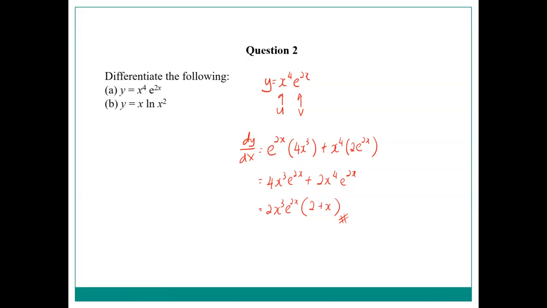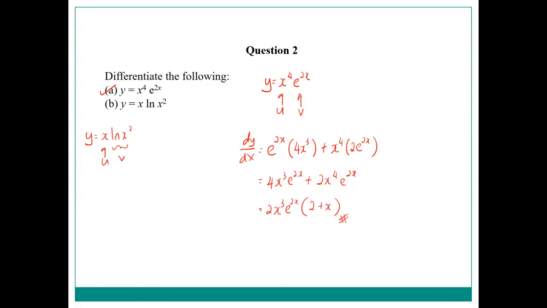Okay? If you do not have any question, then we can proceed with question B. So question B says you have y equal to x ln x squared. Okay, so this is my u, and this whole thing is my v, right?